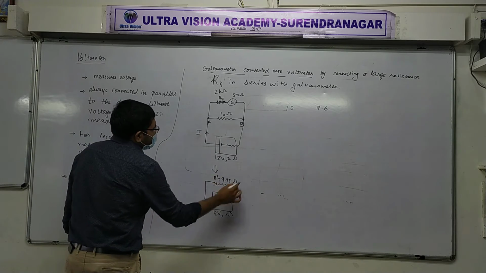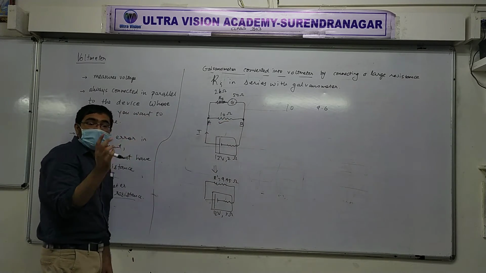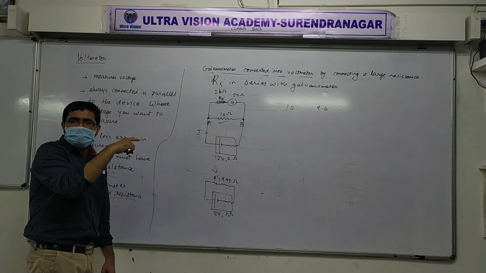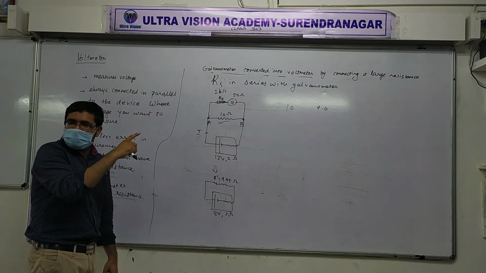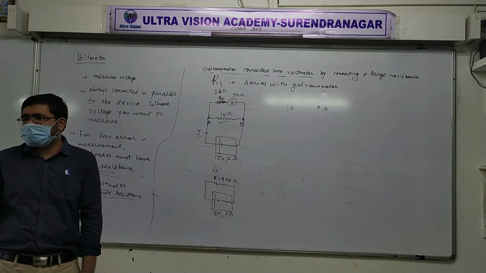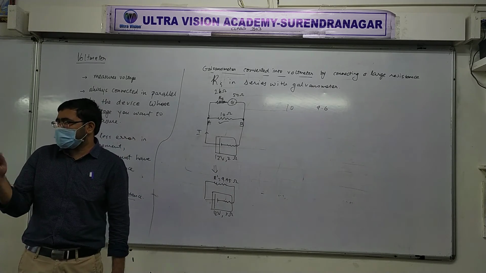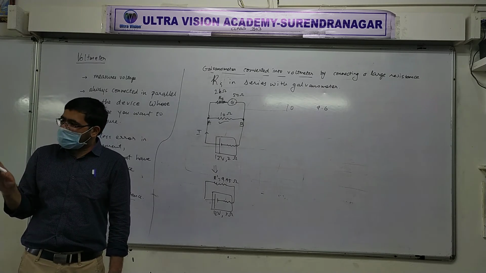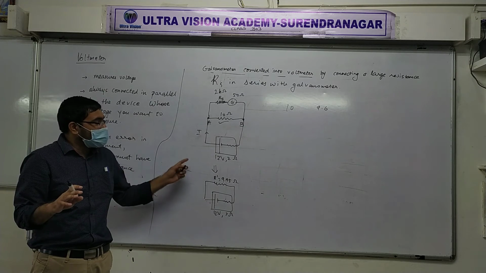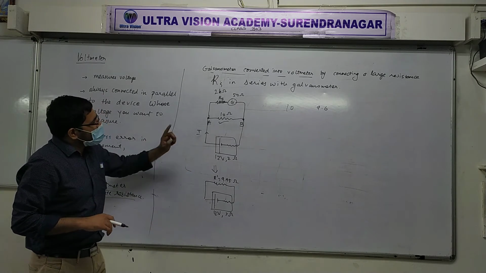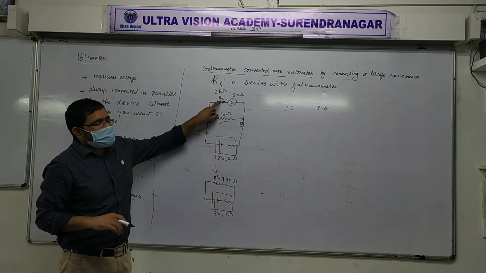This was supposed to be 10 actually, wasn't it? Theoretically, it was supposed to be 10. And now it is 9.9. How much error is there? Very small. The change is very small, so the error will also be very small.